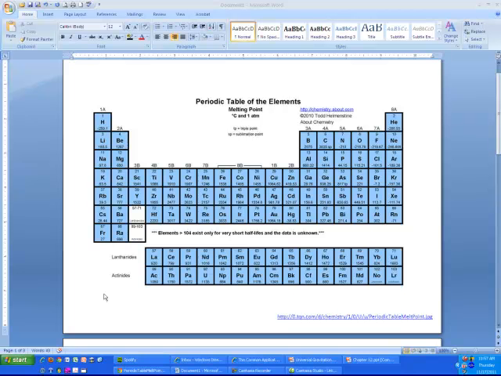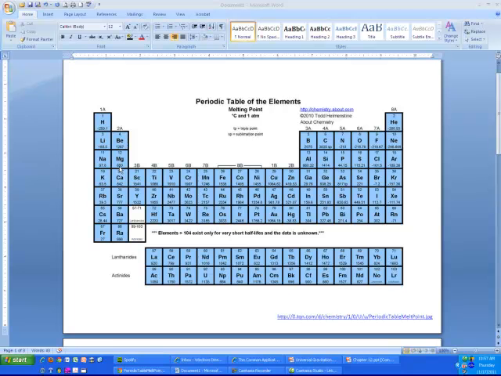Okay, here we have our periodic table. We're going to be discussing the characteristics and distinguishing a metal or nonmetal based on the melting point on the periodic table of the elements. Here we have, on the left-hand side, elements that have relatively high melting points.